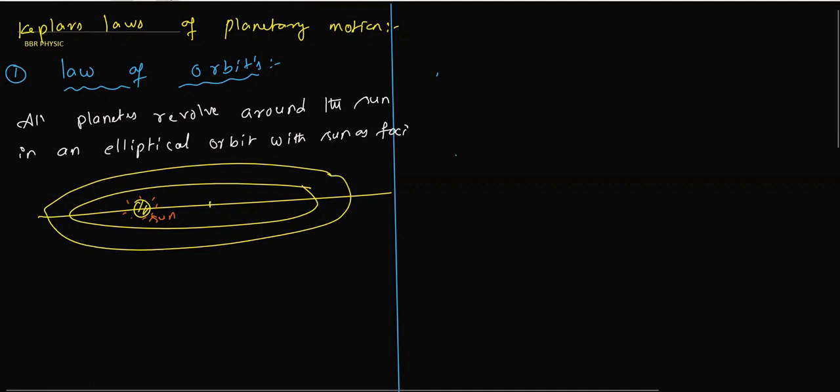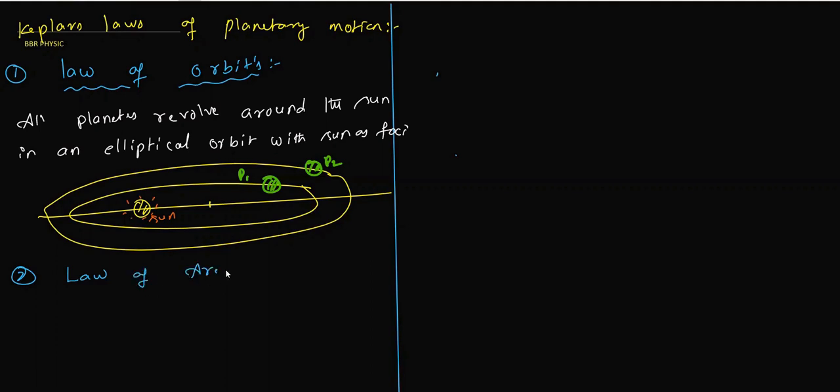So let us assume this is planet 1, this is planet 2. If you observe, all the planets are revolving around the sun in an elliptical orbit with the sun as a focus. That is what we can tell as the first law. So then what is meant by the second law? Second law is an important law. That's nothing but the law of areas.